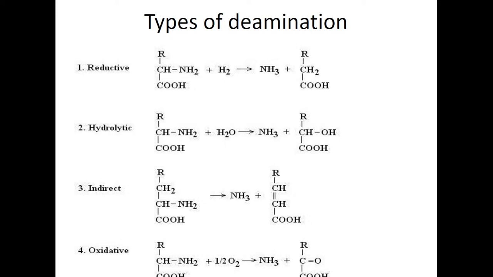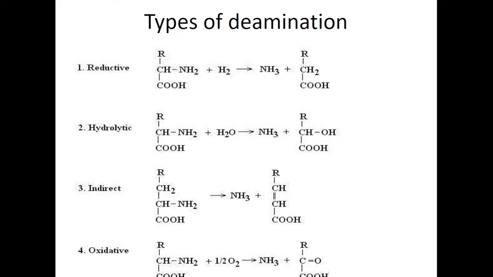Well, and now about intracellular transformations of amino acids. Deamination. For removal of the amino group, in nature there are four main types of deamination. They are: reductive, hydrolytic, and indirect, which appeared in the time when oxygen was absent in the atmosphere, which are oxygen-free, and oxidative deamination.